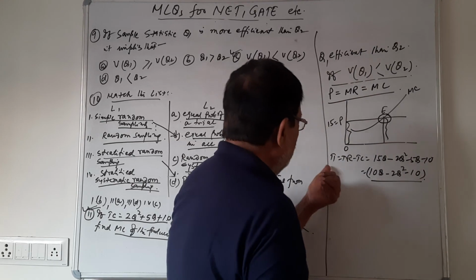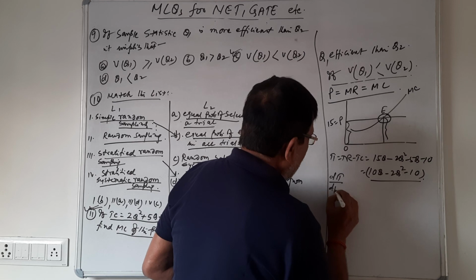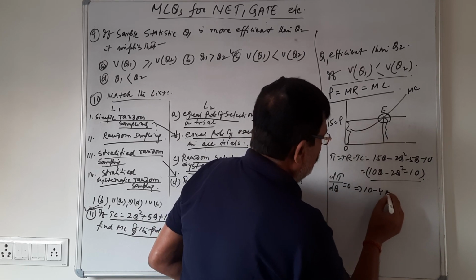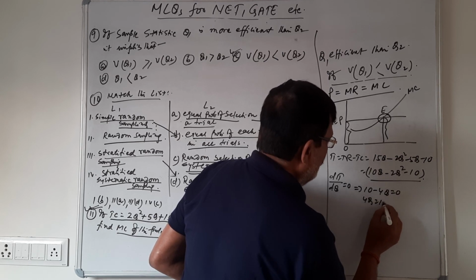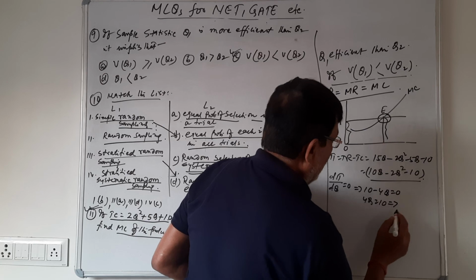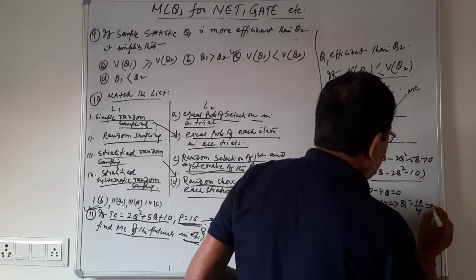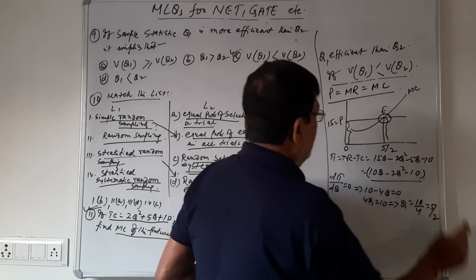Now to maximize profit, first order condition requires that d pi by dq equals 0. This is 10 minus 4q equals 0. So 4q is 10. So q is 10 by 4 and that is 5 by 2. So equilibrium output level for the producer is 5 by 2.